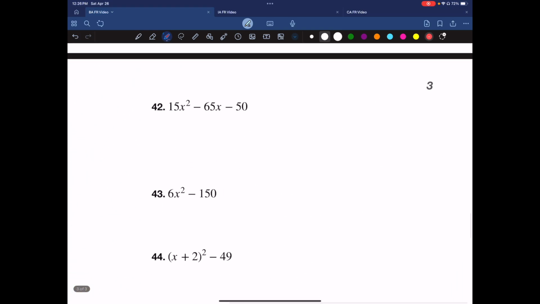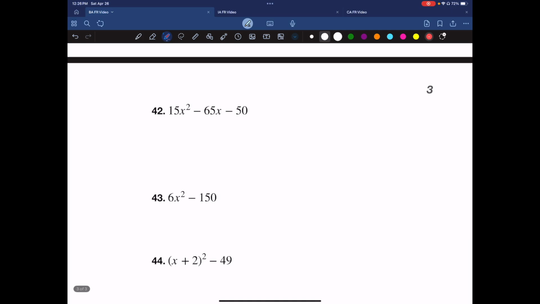Okay, 42. On 42, we're going to take out a 5 first, because it looks like that's all I can take out. So it's 5 times 3x squared minus 13x minus 10. Now, it would have been really great if I could have pulled the 15 all the way out and made that first term positive 1. But I pulled some out, and I wasn't able to pull it all out. So on the inside, I got to do the AC method. So I'm going to take the 3 and kick it to the back. Okay, so it's going to be 5 times x squared minus 13x minus 30.